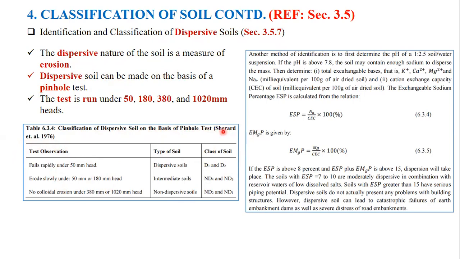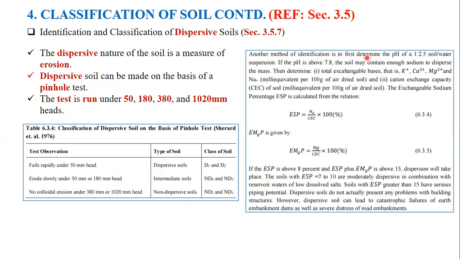And Sherard et al., 1976, it's a long time ago. Fails rapidly under 50 millimeter head. Types of soil, dispersive soil, classes D1 and D2, erode slowly under 50 mm head. Intermediate soil ND4, ND3, no colloidal erosion under 380 millimeter or 1020 head. That means this test is run under 50, 180, 380, and 1020 millimeter heads.